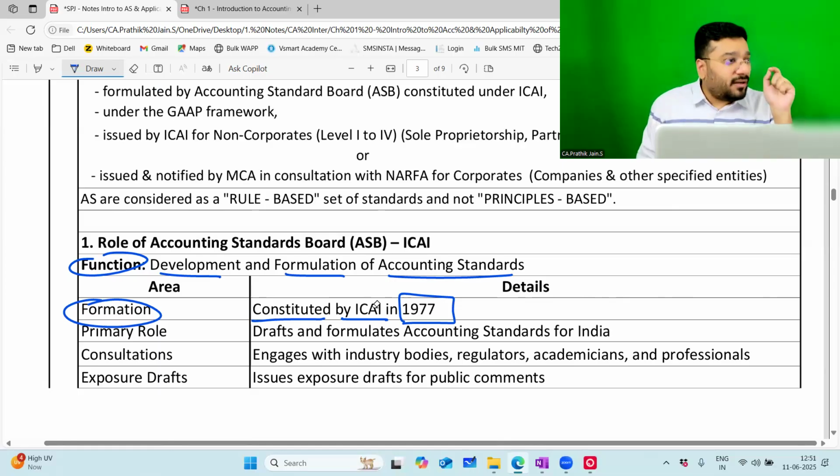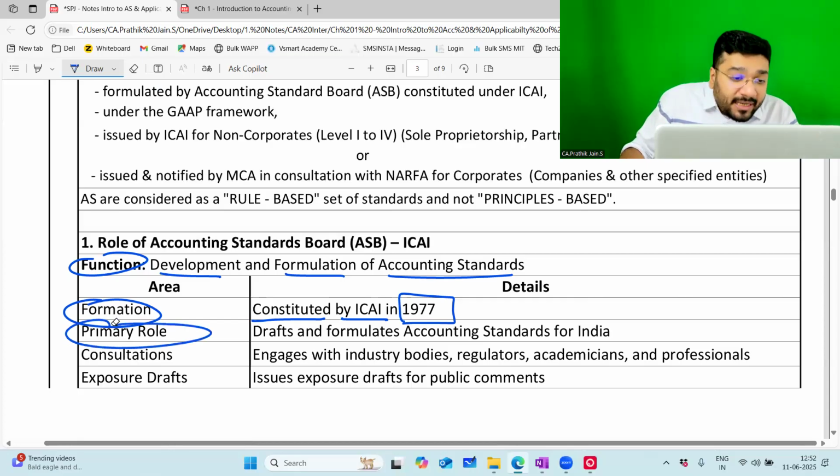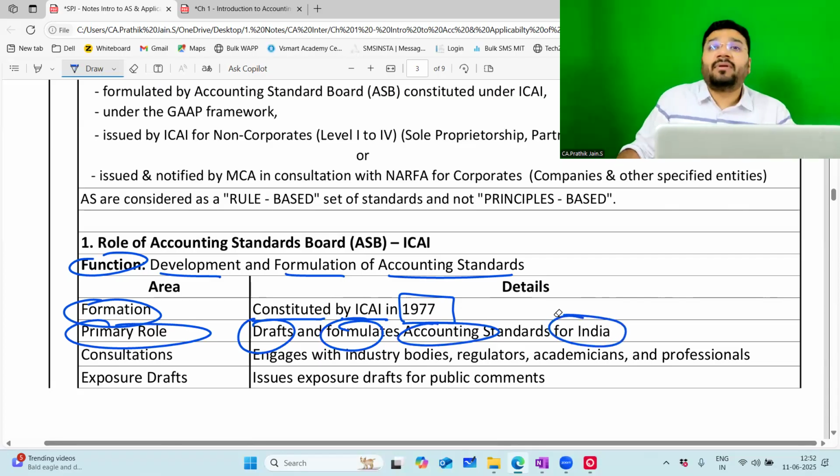The functions and the role of the ASB was restricted to the development and formulation of the accounting standards. They did rigorous work towards understanding the business entities, and how we can make this AS applicable on the business. So the committee's role, the board's role, was to understand across the country. They used to go and see how we can make this applicable. So what is the primary role of ASB? To draft and formulate the accounting standards for India.